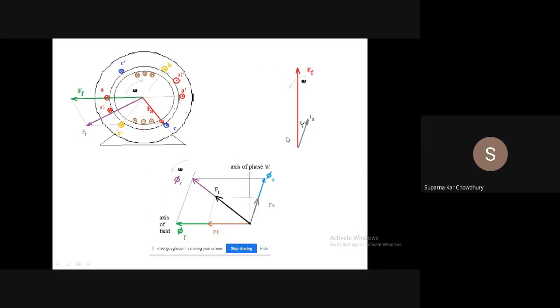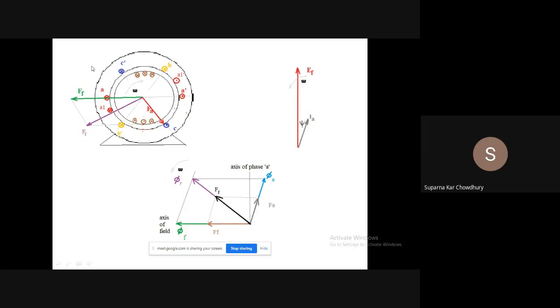Now what happens if the power factor is something different? Now consider that the current flowing in the winding has a power factor angle. This is the internal power factor angle psi, because the power factor angle is between the terminal voltage V and the current, and here the angle is between the induced EMF and the current. It is called the internal power factor angle. Initially we considered psi equal to 0. Now it has some positive value psi.